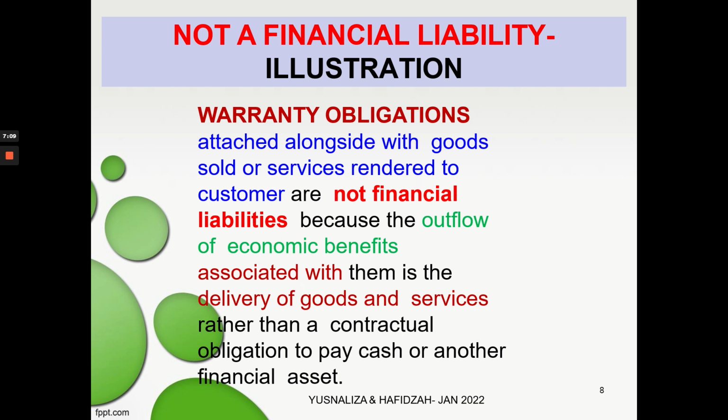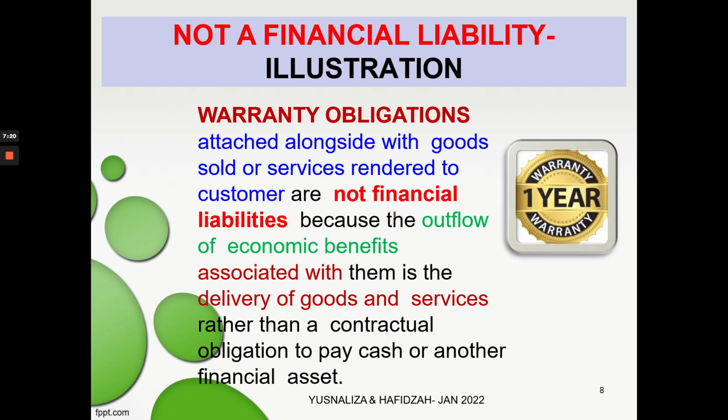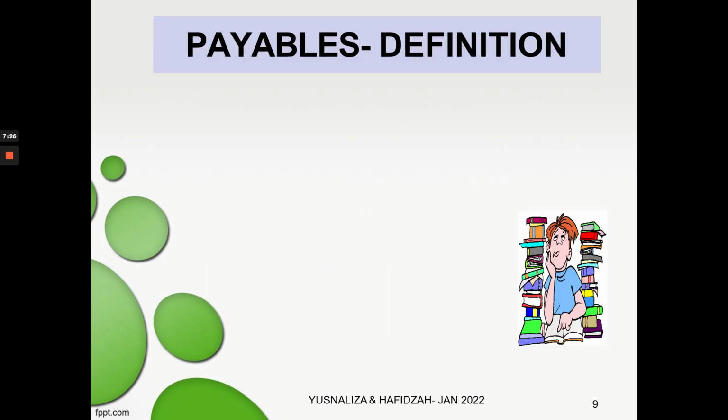And therefore the outflow of economic benefits is the delivery of goods and services, not the obligation to pay cash or another financial asset. So let's say a warranty of 1 year. That is a warranty obligation, not a financial liability.